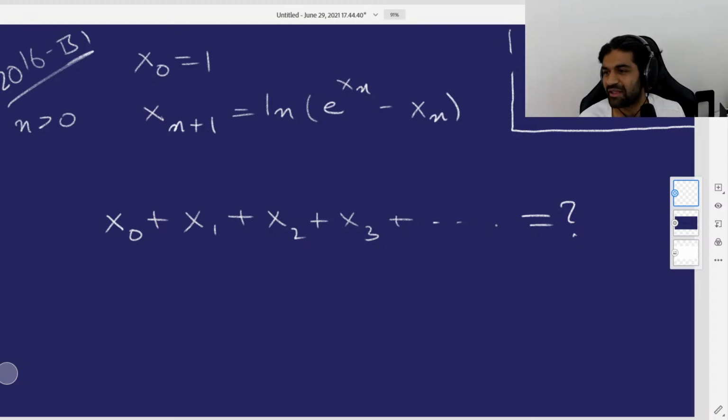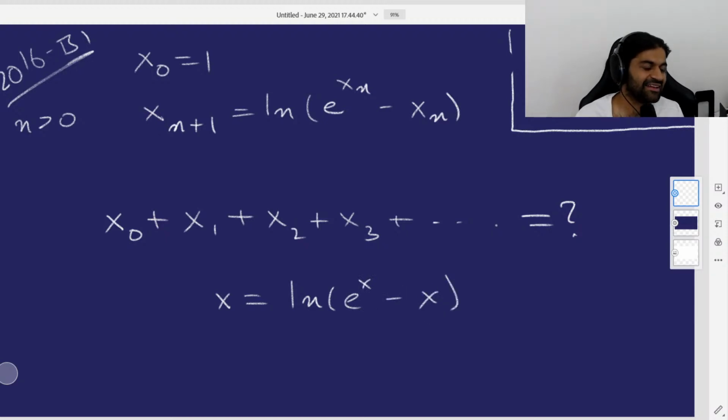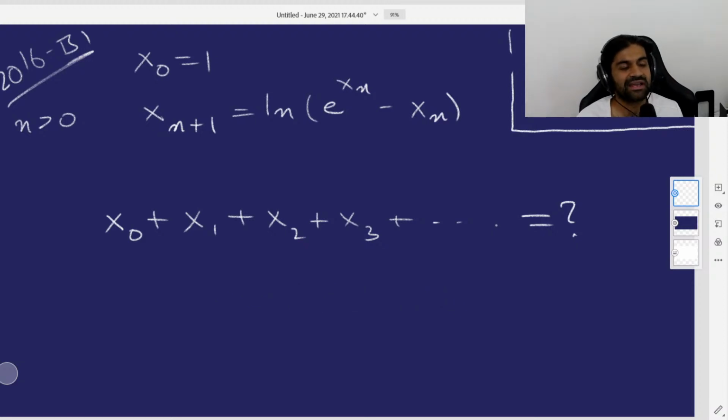So first of all, what is the limit of this sequence? You can solve for the limit by just setting x equals the natural log of e to the x minus x, right? And immediately you can figure out that... wait, what am I doing? I'm tripping over myself. But you can figure out that the limit of this sequence is going to be 0 without too much work. And from there, you can do a little bit more work and show that the sequence does converge. But figuring out what it converges to is the tricky part.